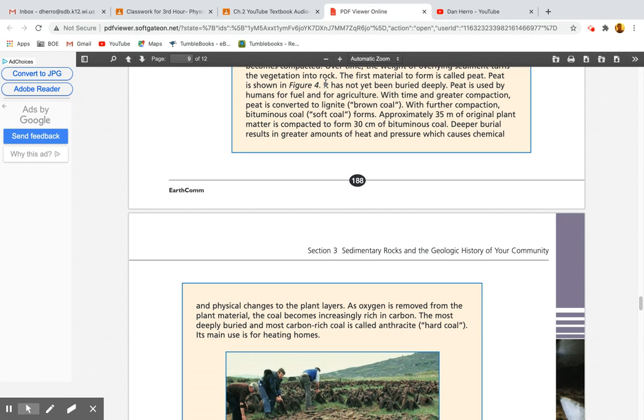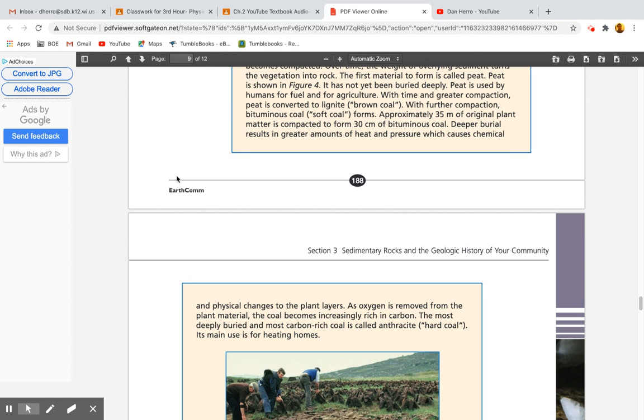Okay, so peat has not yet been buried deeply. Peat is used by humans for fuel and for agriculture. With time and greater compaction, peat is converted to lignite or brown coal. With further compaction, bituminous coal or soft coal forms. Approximately 35 meters of original plant matter is compacted to form 30 centimeters of bituminous coal.